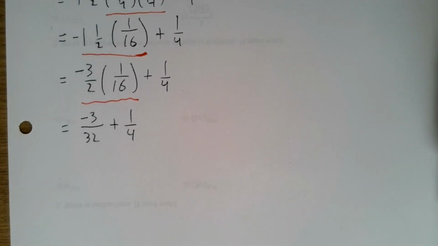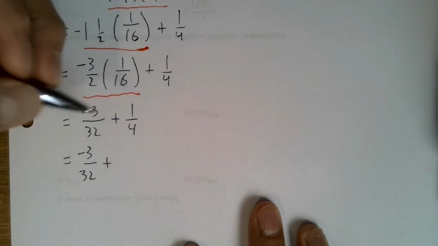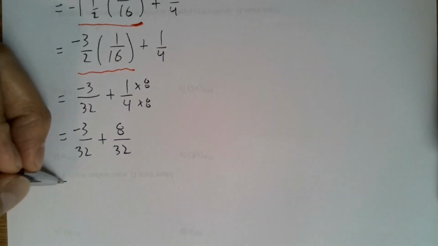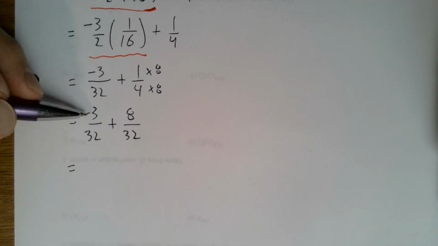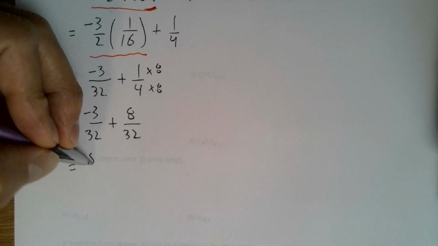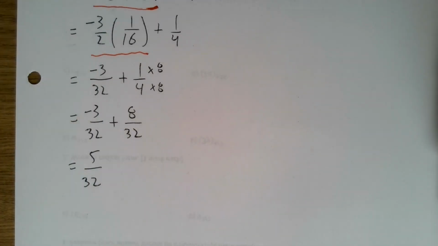Okay, now we just need a common denominator of 32. So that's going to be negative 3 over 32 plus, well, I'm going to have to multiply top and bottom here by 8. It's going to be 8 over 32. Oh, we're so close. Negative 3, so we owe 3 slices. We have 8 slices. After I pay off my debt, I'm still going to have 5 slices left of 32 slice pizza. And there you have it.